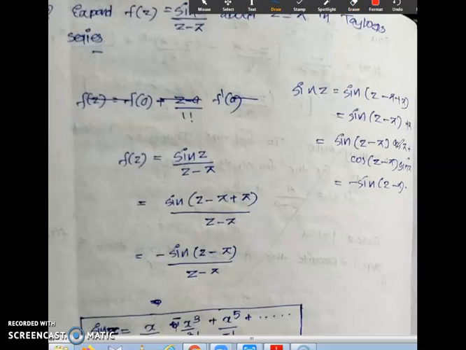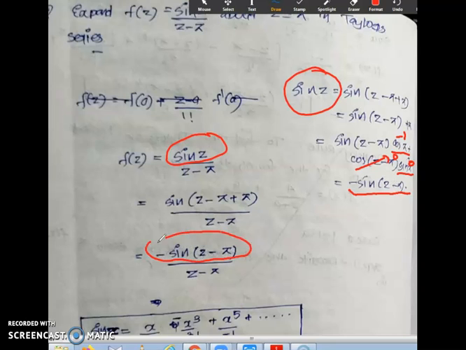We know for cos pi the value is minus 1, sin pi the value is 0. So the second term will become 0, the first term will become cos pi is minus 1. So minus sin of z minus pi. So we get the numerator: sin z is adjusted as minus sin of z minus pi.